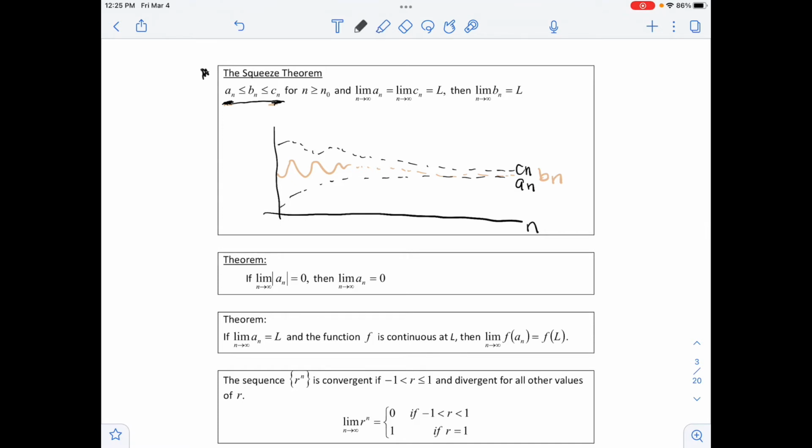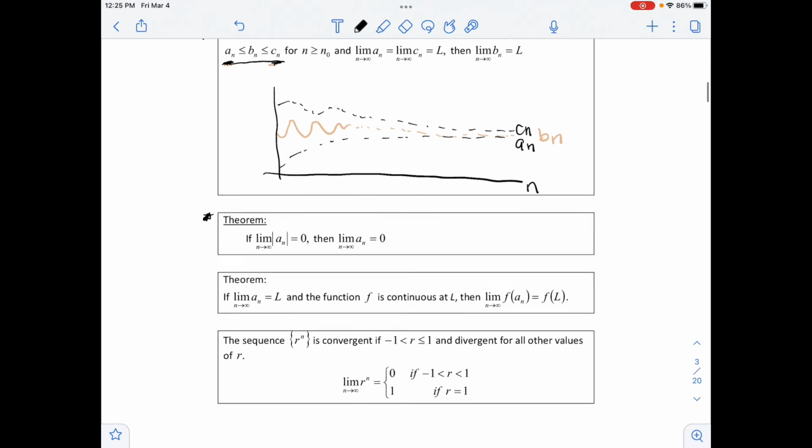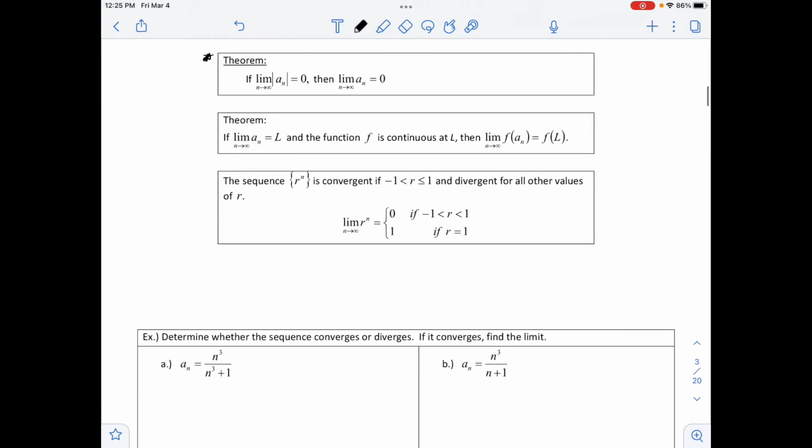So the theorem right below this says that if the limit as n approaches infinity of the absolute value of a sub n equals 0, then the limit as n approaches infinity of the sequence a sub n is also going to be equal to 0. The next theorem says that if the limit as n approaches infinity of a sub n equals L and the function f is continuous at L, then the limit as n approaches infinity of our function of that sequence would just be equal to f of L.